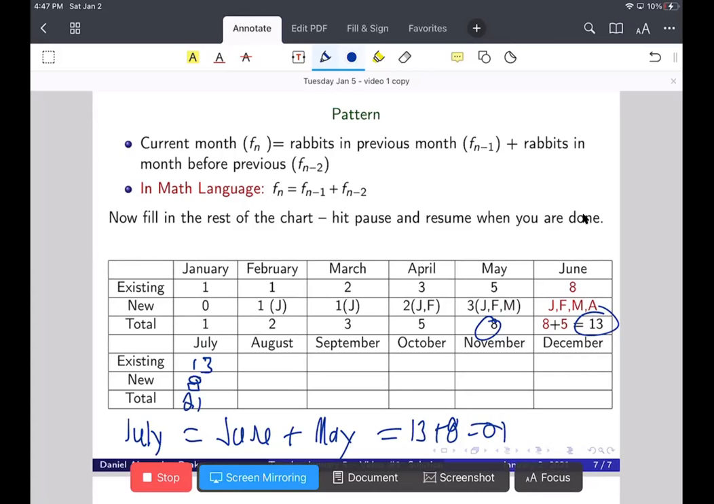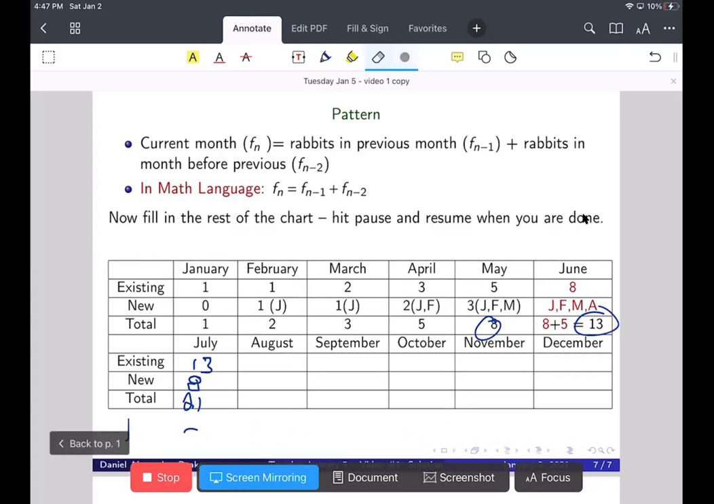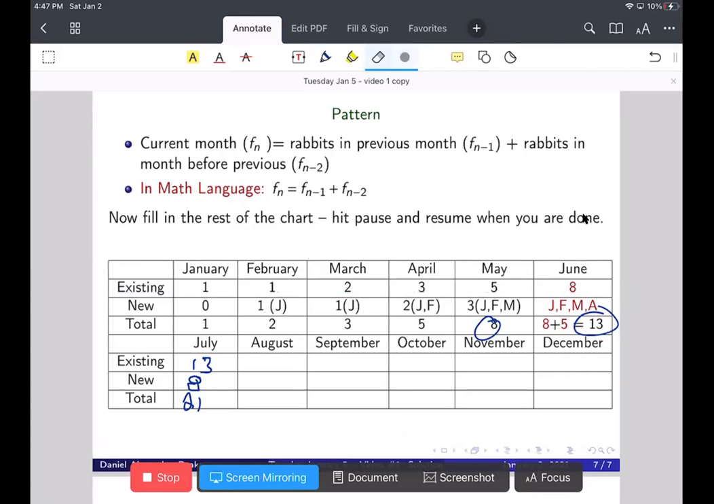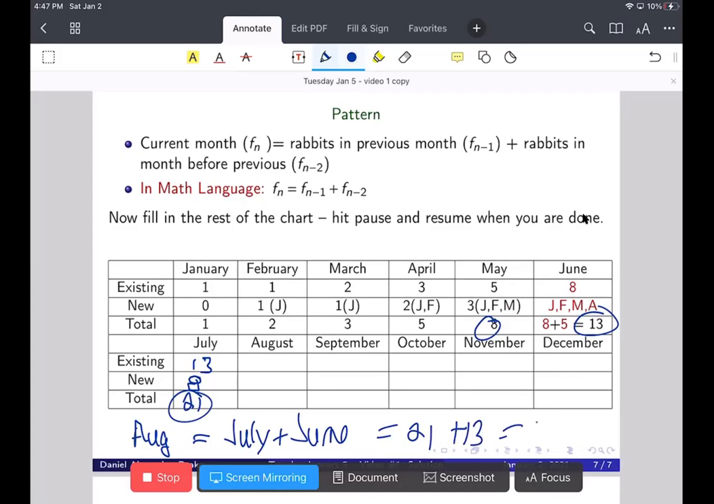Here, let me erase this. Okay. I'll write one more and then we'll do it quickly after that one. So we have August. That's going to be the July total plus the June total. 21 plus 13, and that's 34.